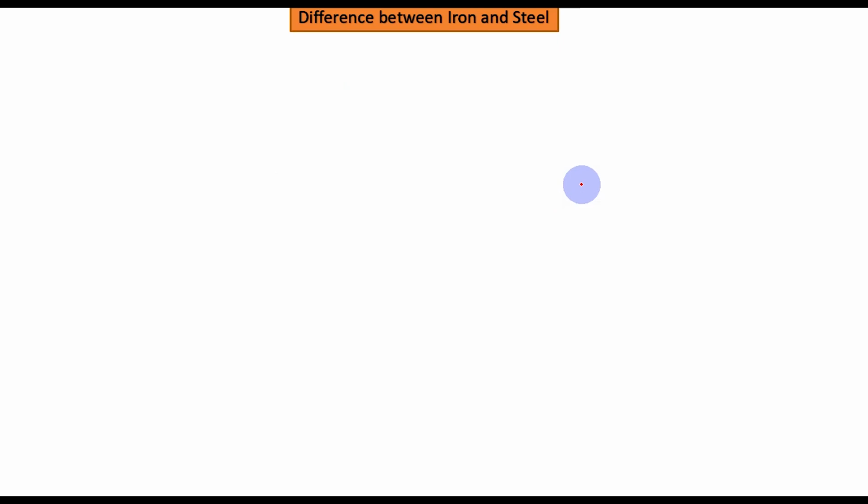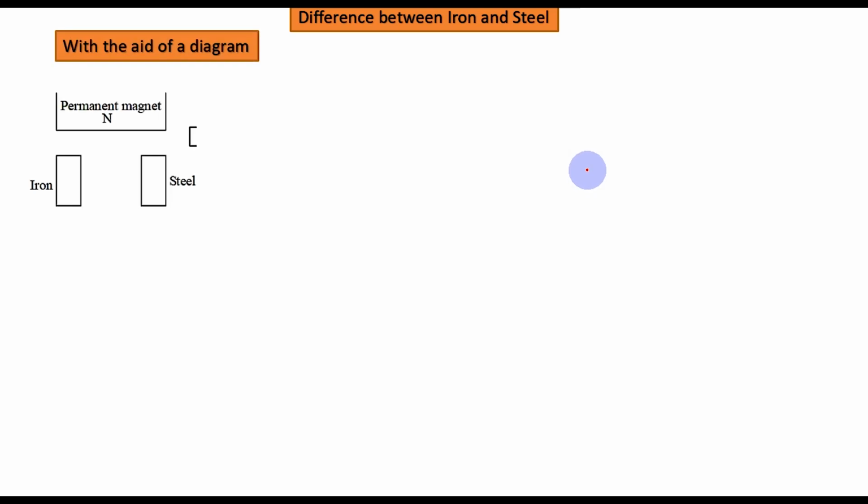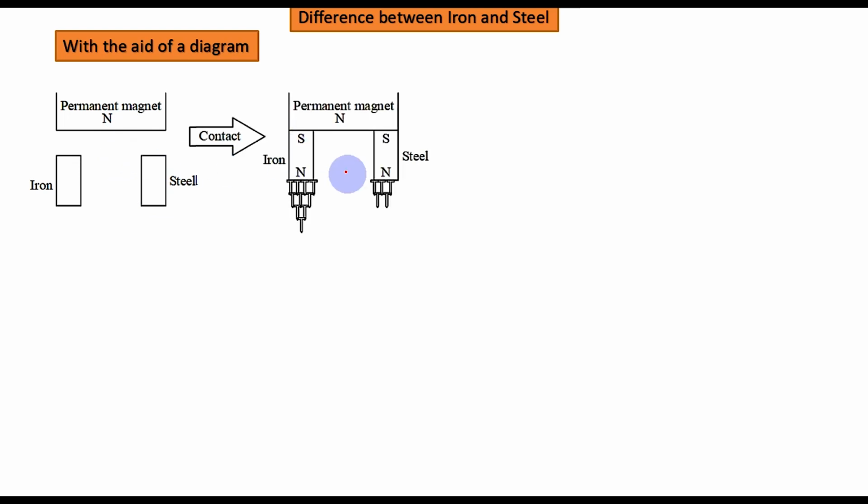Let us use diagrams now. We want to look at why we say iron becomes strong, and why we say steel becomes weak as it is being magnetized. So we'll look at these diagrams. We have iron and steel, and then we have a permanent magnet. We assume that they are both going to be attached to one pole, which is a north pole. Now look at this. There is contact here. They've both been introduced to a north pole and are in contact.